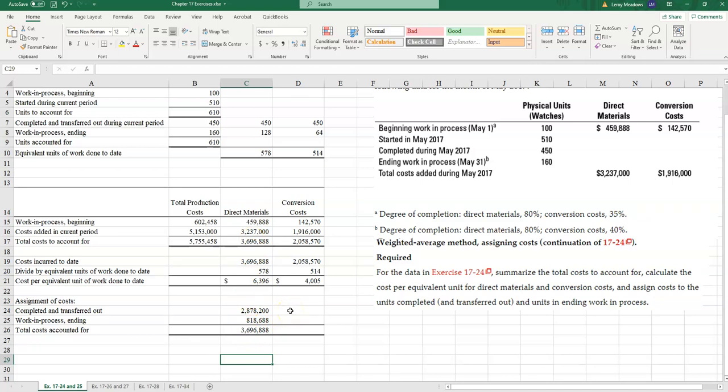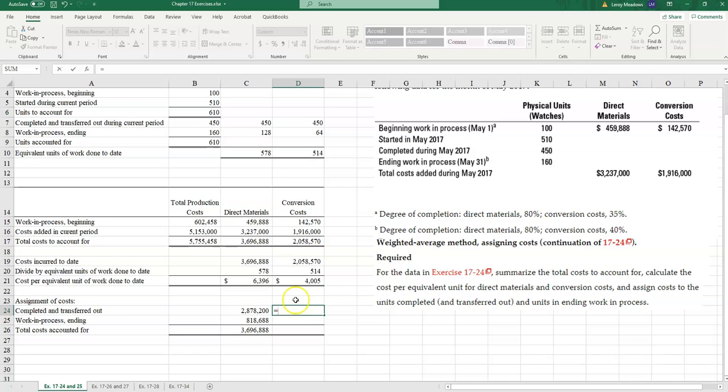Now what I'm going to do for conversion costs, I'm going to do the exact same process. I'm going for the costs completed and transferred out with respect to the conversion cost category. I want to take my cost per equivalent unit of work done to date for conversion costs and multiply that by the number of units completed and transferred out. And in this case, I get $1,802,250 worth of conversion costs completed and transferred out.